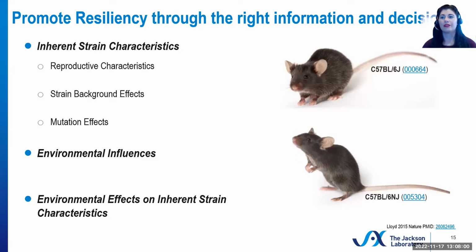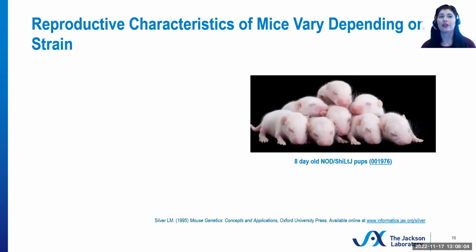Let's go into depth about some more of the factors that are important to know. Strain differences can impact your breeding efficiency. Being familiar with some of the common reproductive characteristics of your specific strain will help with efficient colony management and maintenance. Things such as gestation.